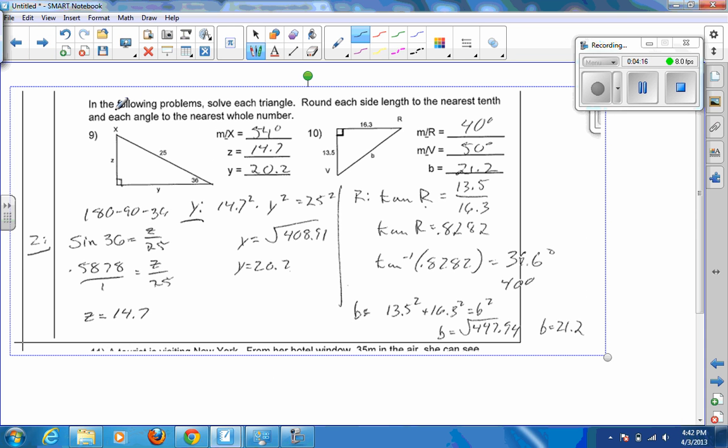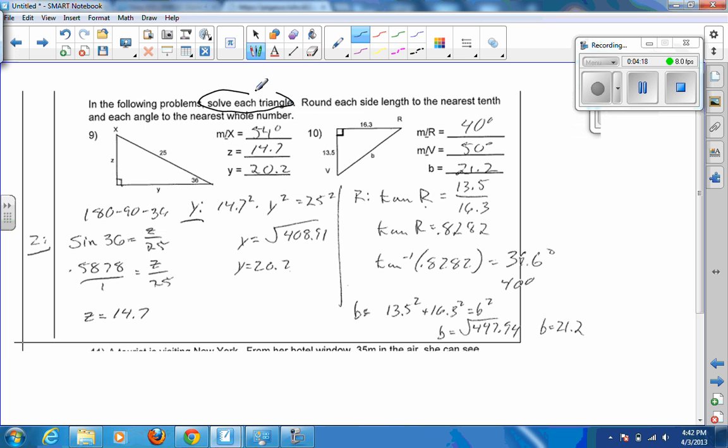These ones, you are asked to solve each triangle. Remember, that's finding all the missing stuff. Okay, yours will look exactly like this, but different numbers. Easiest thing to do this one is first subtract from 180 to find the measure of angle x. The measure of angle x is 54 degrees in this case.